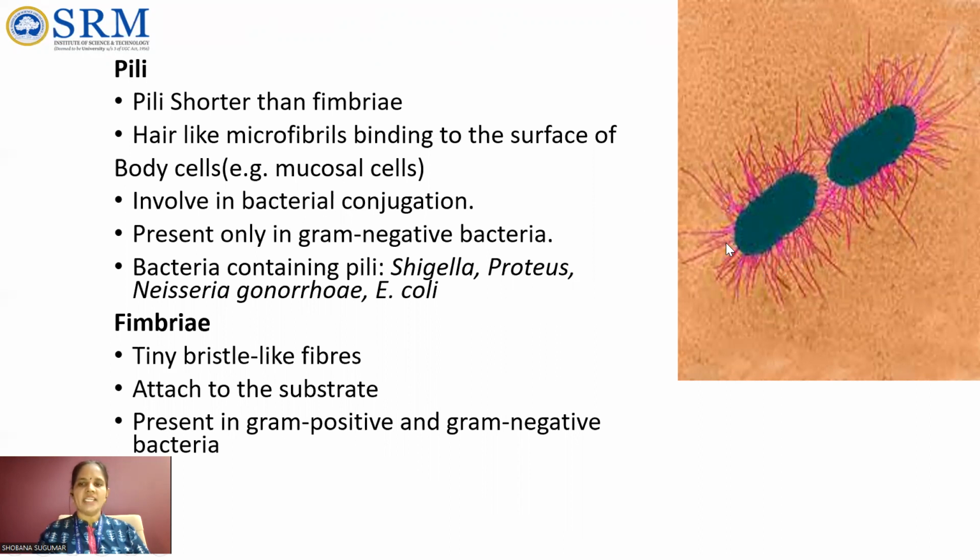Pili are involved in bacterial conjugation, which is used for transferring genetic material from one bacterium to another. They are present only in gram-negative bacteria. Pili-containing organisms include Shigella, Proteus, Neisseria gonorrhoeae, E. coli, etc. Then the next external structure is fimbriae, tiny bristle-like fibrils attached to the substrate, and fimbriae are present in both gram-positive and gram-negative bacteria.